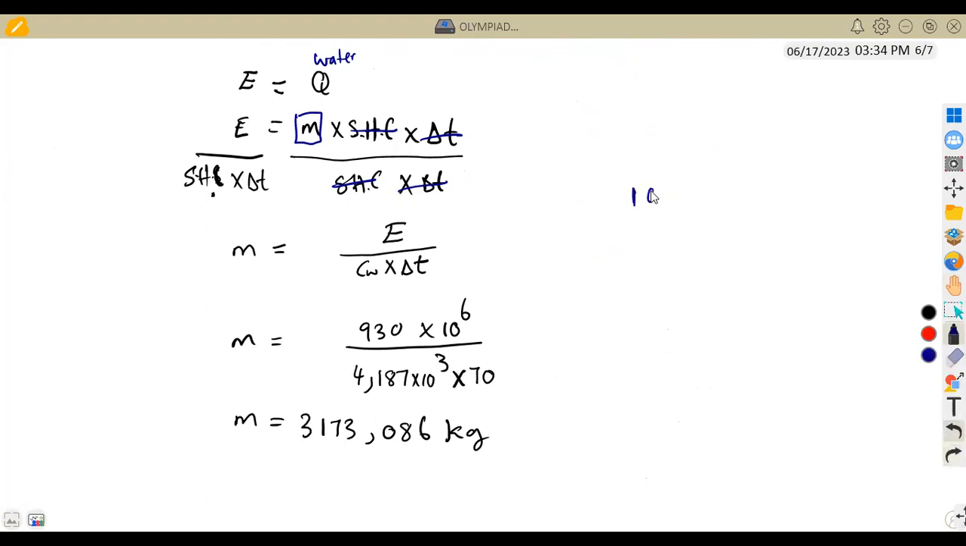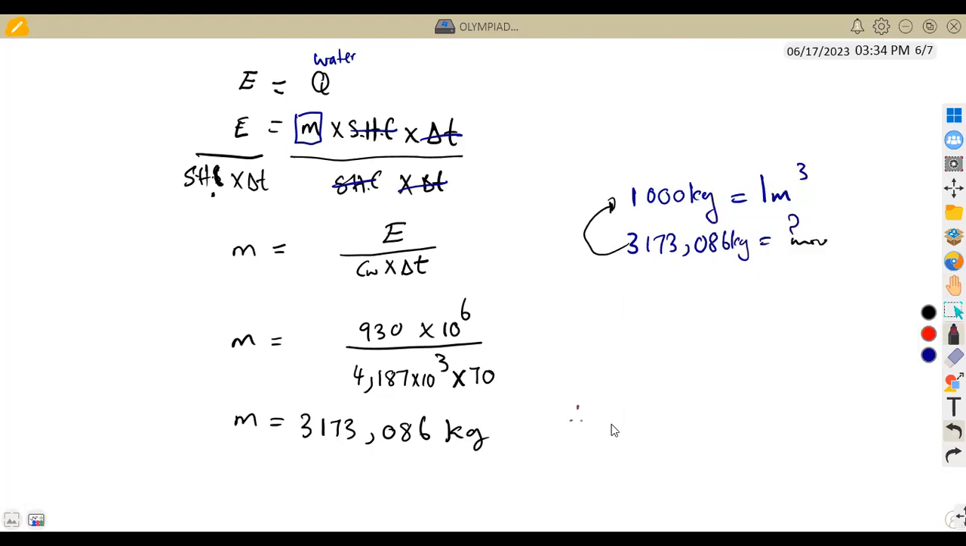All right, so we've got 1,000 kgs is equal to 1 cubic meter. So if 1,000 gives us 1 cubic meter, what about 3,173.086 kgs? How many cubic meters are we going to have? So this is going to be more. So we're going to divide this one by 1,000. That is going to give us the volume in this case.